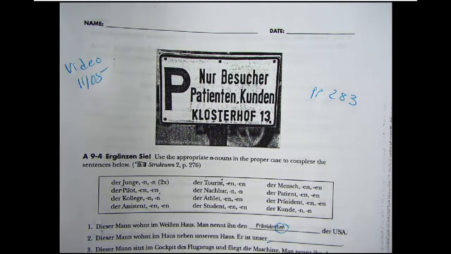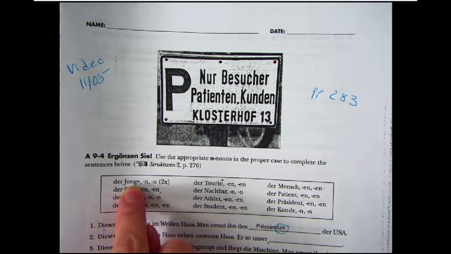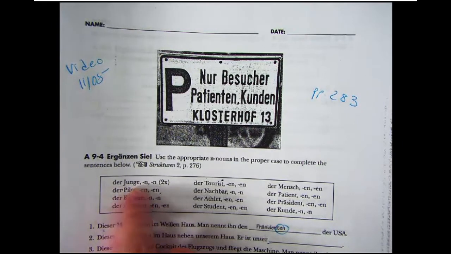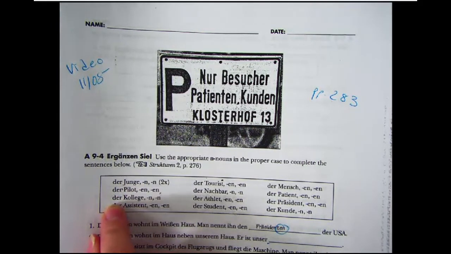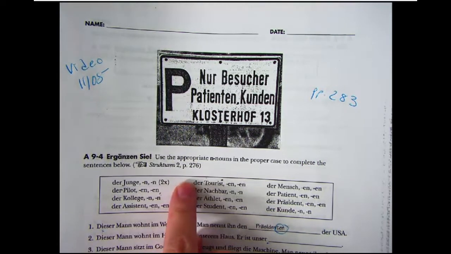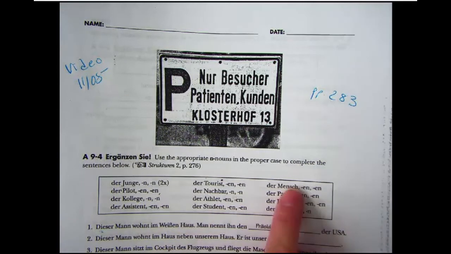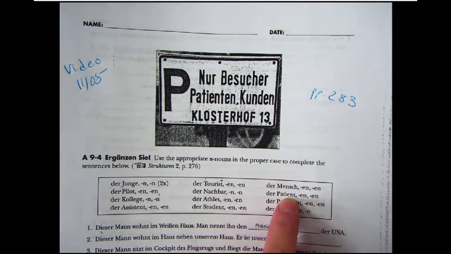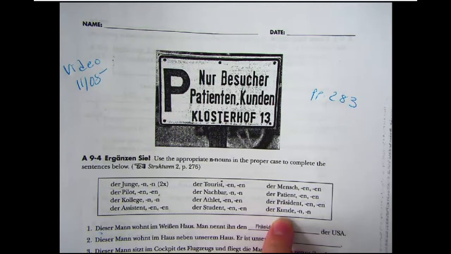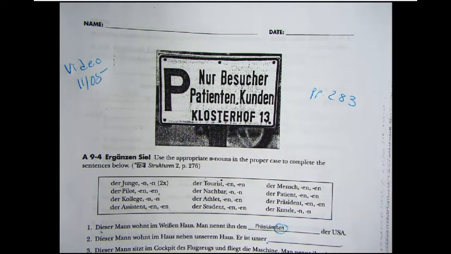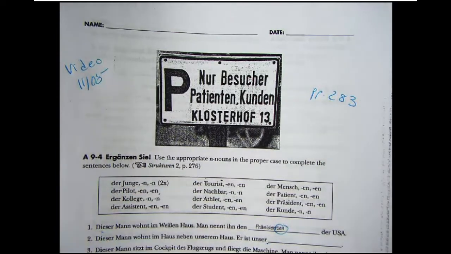So, really quickly, we've got der Junge. Please repeat. Der Junge. Der Pilot. Der Kollege. Der Assistent. Der Tourist. Der Nachbar. Der Athlet, der Student, der Mensch, der Patient, der Präsident, and der Kunde. Make sure this page is done before you leave. You're adding N or EN for each of these, and you have to differentiate between the first or the second little blank in the marking.